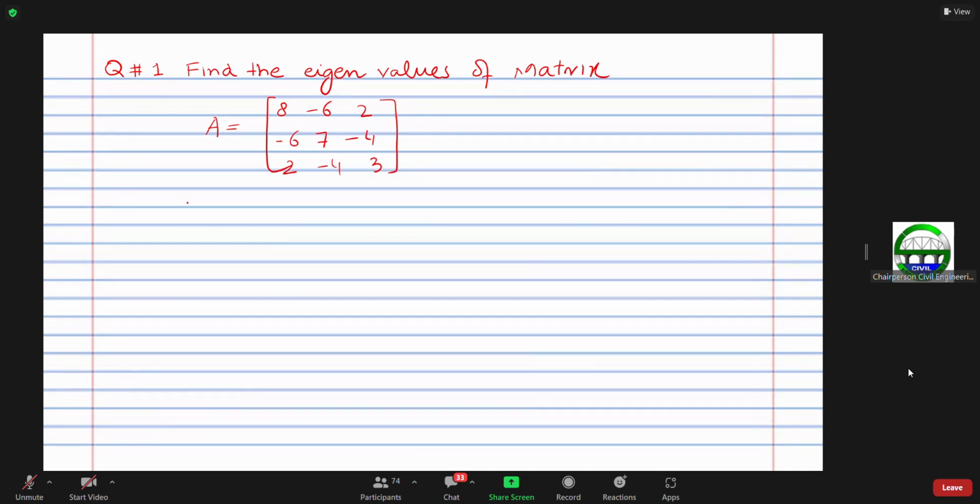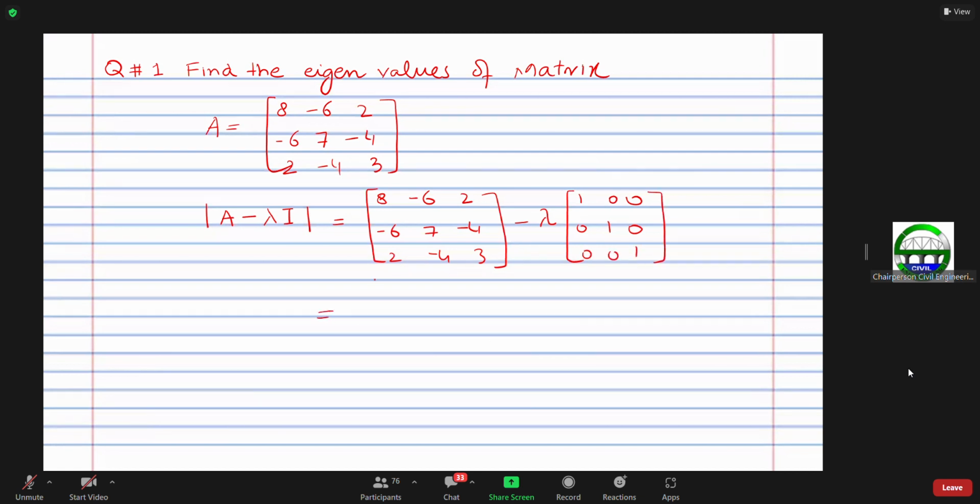So to find the eigenvalues, we will write this equation: the determinant of A minus lambda identity matrix. We have to find this one. So we can write, for example, this is our A. A is equal to 8, minus 6, 2, minus 6, 7, minus 4, and 2, minus 4, and 3, minus lambda, and 1 0 0, 0 1 0, 0 0 1.